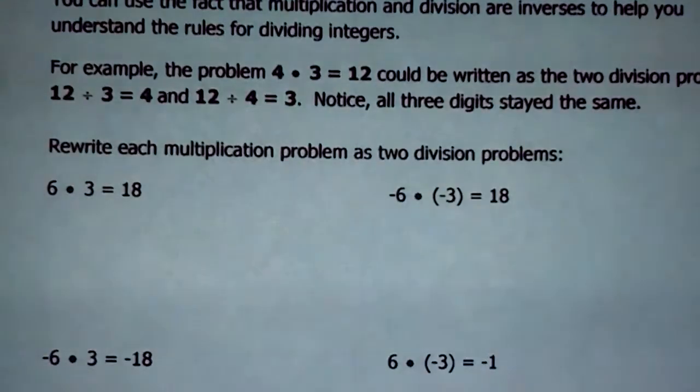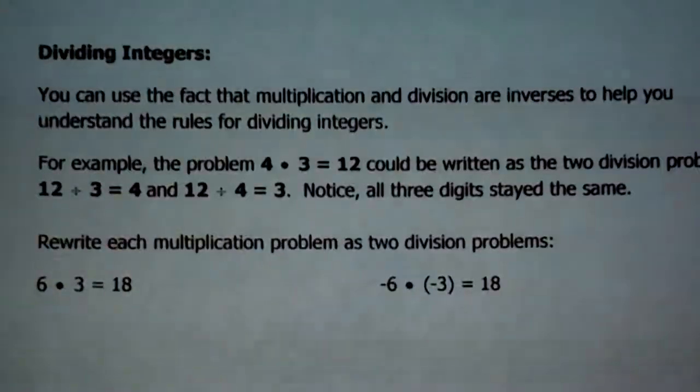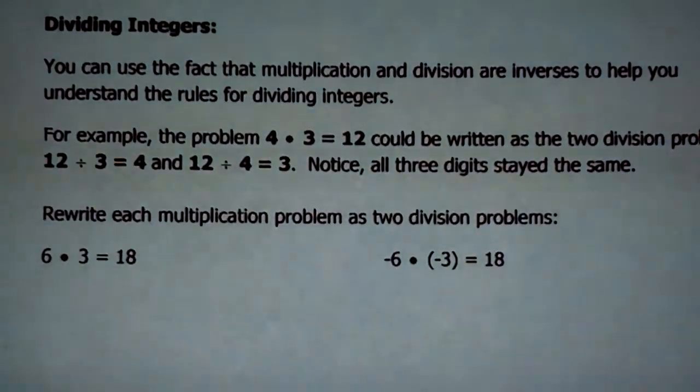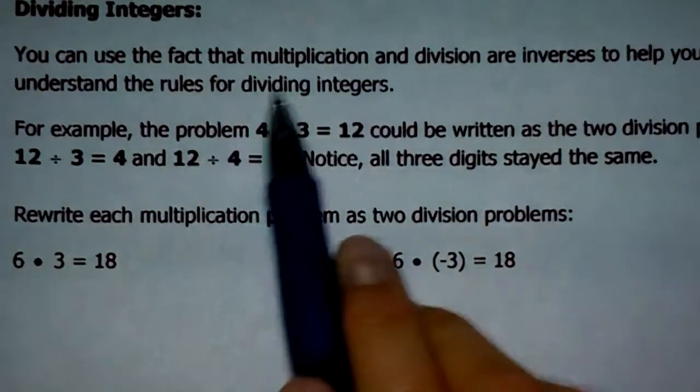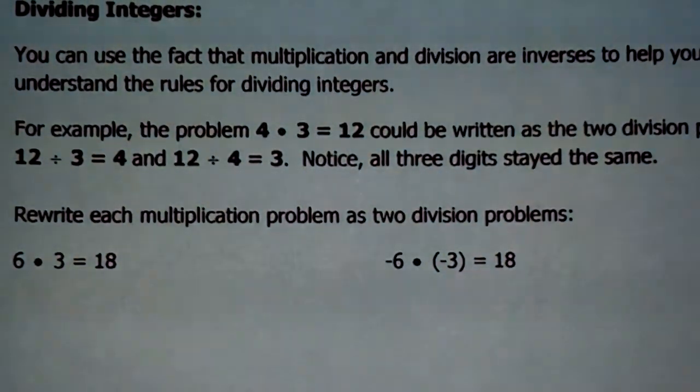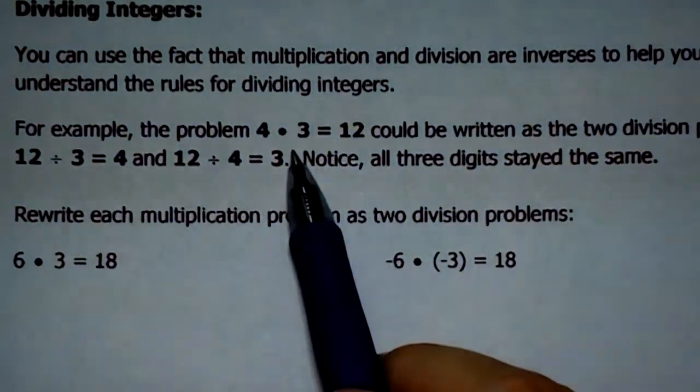All right, turn your page, and this is kind of like addition and subtraction, where the addition took a little bit longer, but the subtraction didn't because we just learned how to use those same rules. It's the same with dividing integers. You can use the fact that multiplication and division are inverses to help you understand these rules for division. So here's how we're going to do it. We're going to look at our kind of little families like you did back in elementary school.